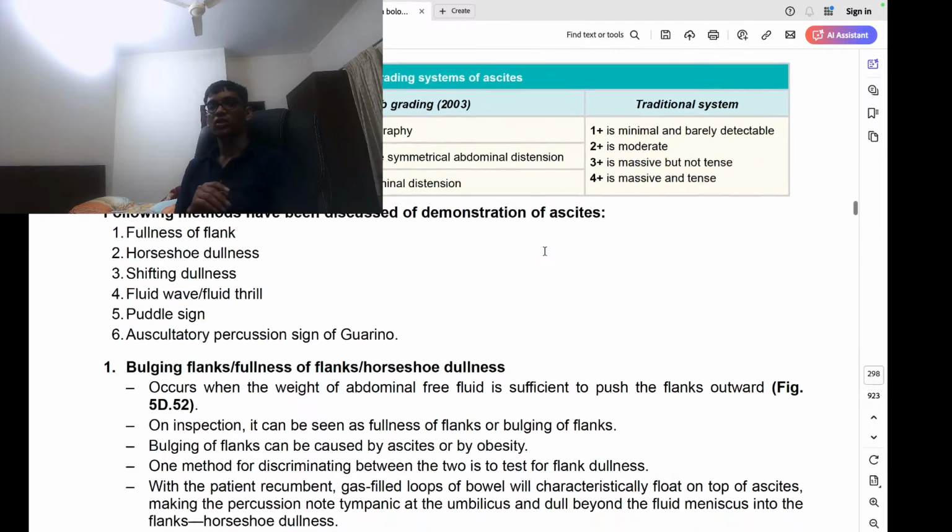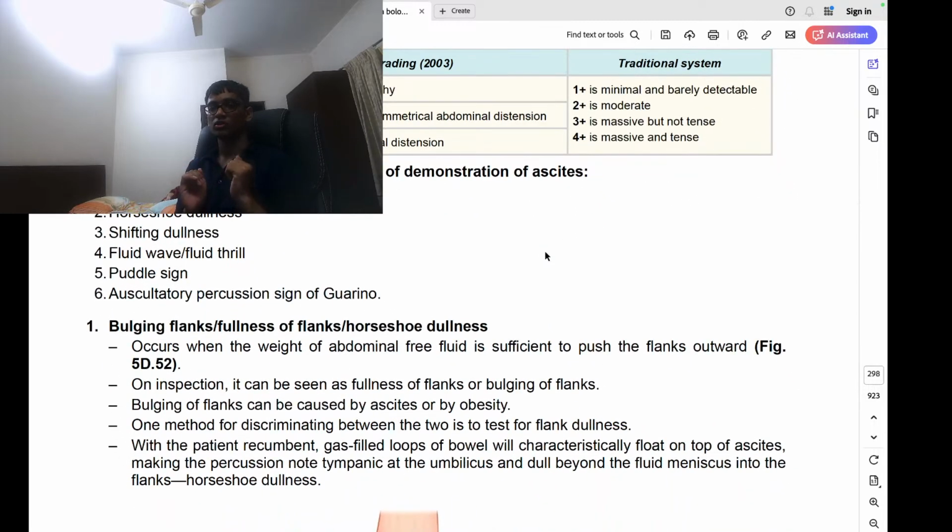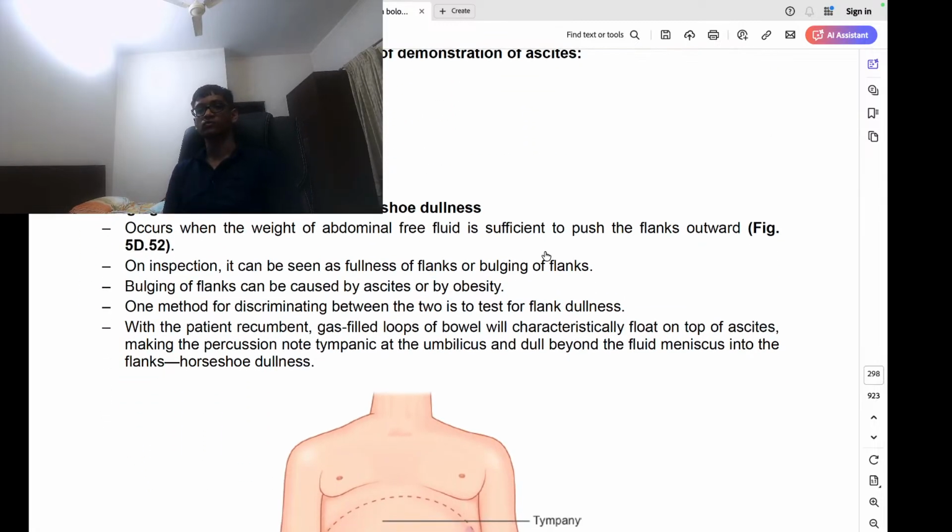The following methods have been described for demonstration of ascites: fullness of flanks, horseshoe dullness, shifting dullness, fluid wave or fluid thrill, puddle sign, and the auscultatory percussion sign of Guarino.